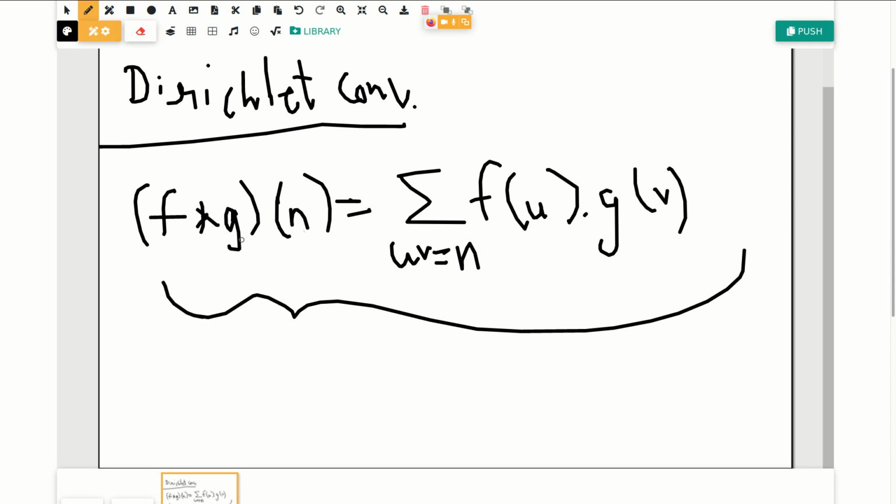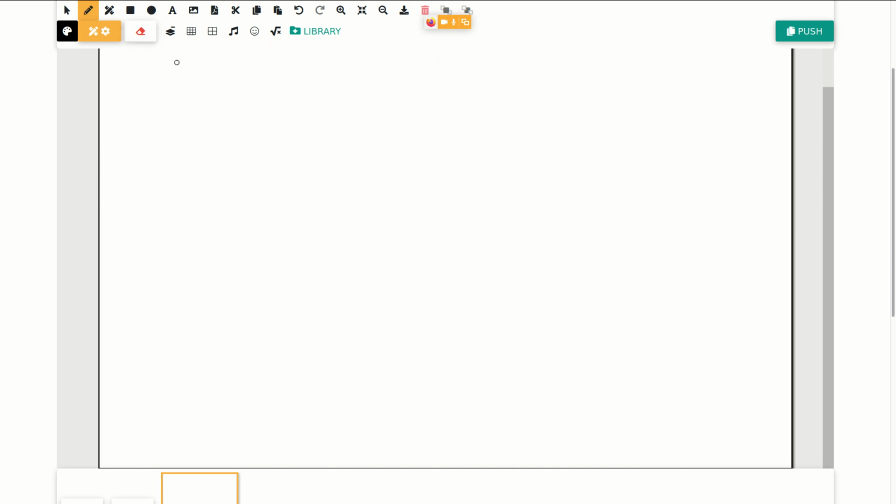So let's see some very common Dirichlet convolutions. Using the Mobius inversion property, which we just studied, we get that capital F convolved with mu is equal to small f. So this is one Dirichlet convolution. Mobius inversion is a type of Dirichlet convolution. Let's move on to the next page for this.